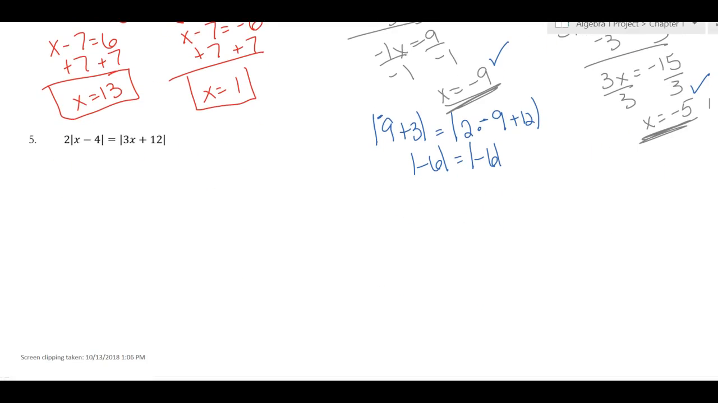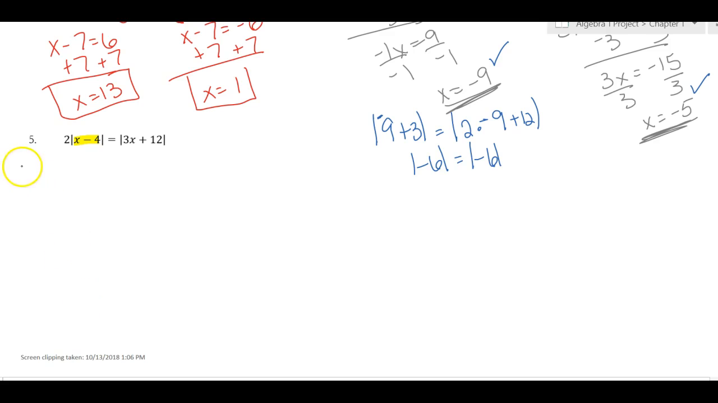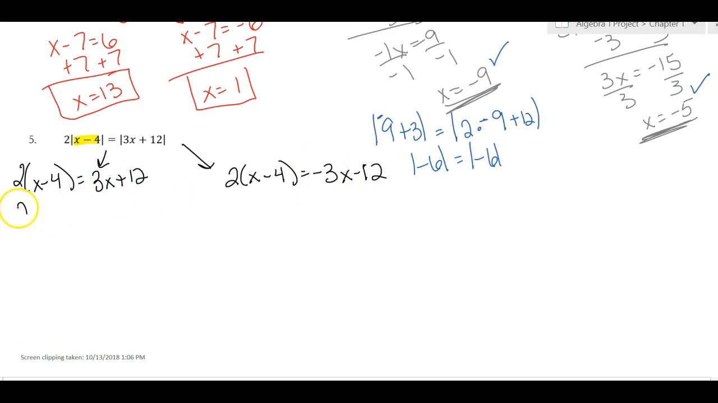Okay, last one. I'm going to highlight this. I don't distribute the 2 right now. What I will do is I'll distribute it in a second. So it's going to be 2 parentheses x minus 4 is equal to 3x plus 12. That's the first one. And then over here, it'll be 2 parentheses x minus 4. I'm going to go ahead and just change the signs: negative 3x minus 12.